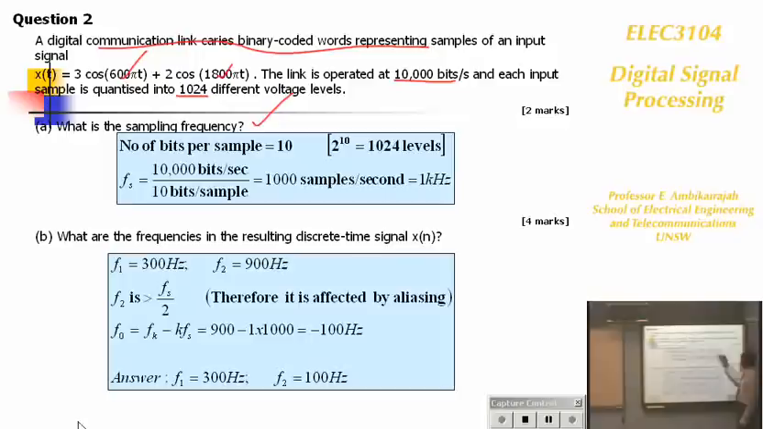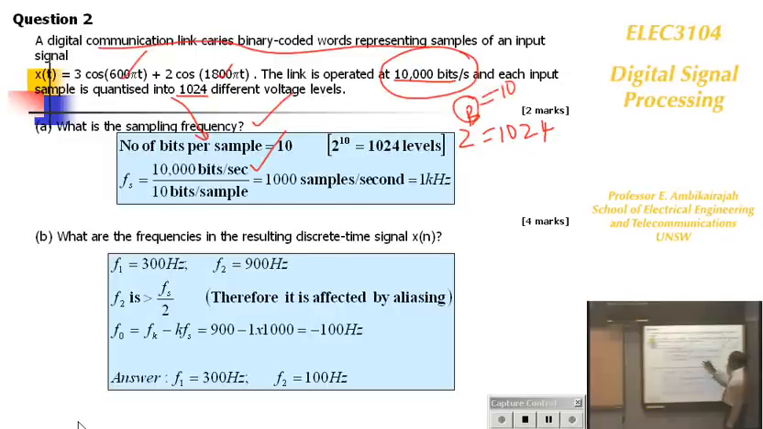So what you do is work out the bits per second, which is given already, and the number of bits you need: 2 to the power of b is equal to 1024. So that means b is equal to 10. So 10,000 divided by 10 gives you 1,000 samples per second, which is 1 kilohertz, your sampling frequency in this case.